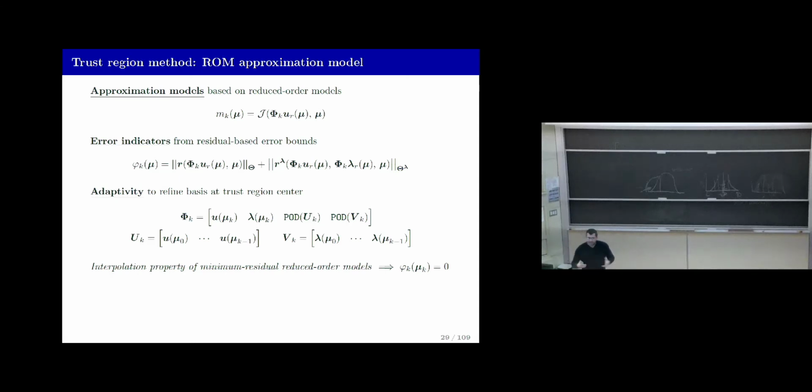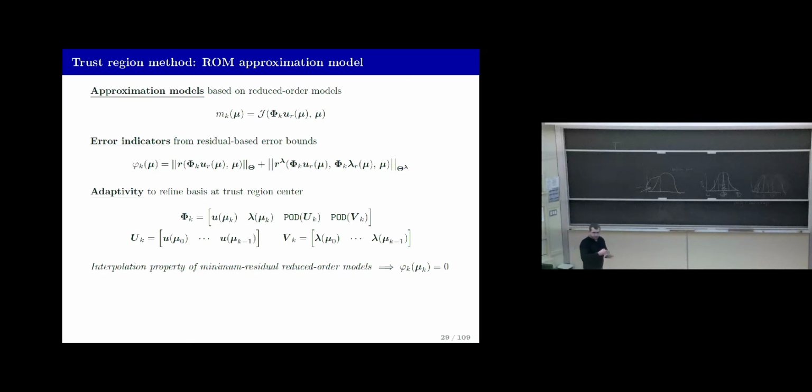And then we have to have this last step, which is adaptivity, to make sure I can refine my basis until my error indicator drops below whatever bound was given. So to do that, I'm going to use the solution of my high-dimensional problem at my trust region center, as well as the adjoint at my trust region center. And then the interpolation property of minimum residual reduced order models tells me that this phi at mu k is 0. So I don't even have to check that value on the right hand, which was the norm of the gradient of the model. It's guaranteed to essentially satisfy it if I have those 2 points in my basis.